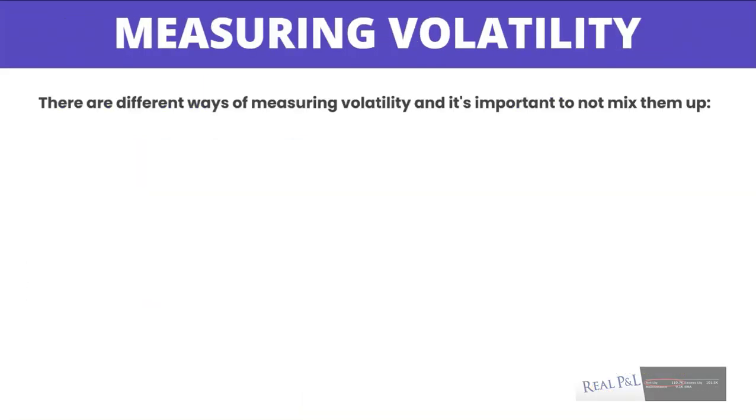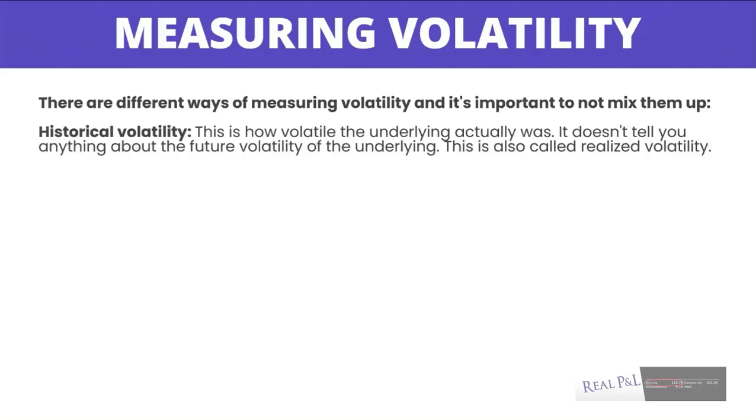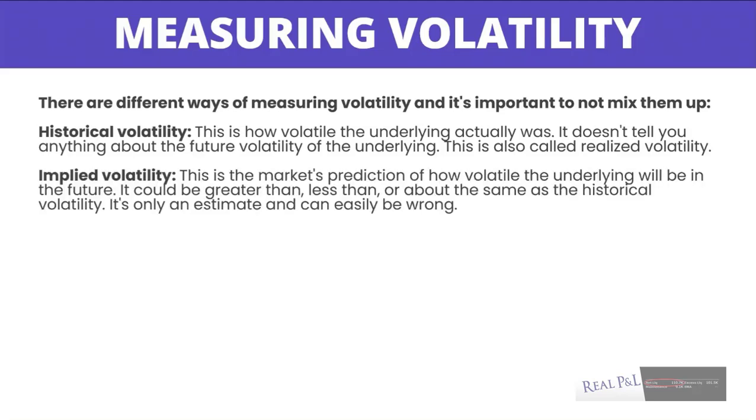There are different ways of measuring volatility, and it's important to not mix them up. Historical volatility. This is how volatile the underlying actually was. It doesn't tell you anything about the future volatility of an underlying. This is also called realized volatility. Implied volatility. This is the market's prediction of how volatile the underlying will be in the future. It could be greater than or less than or about the same as the historical volatility.